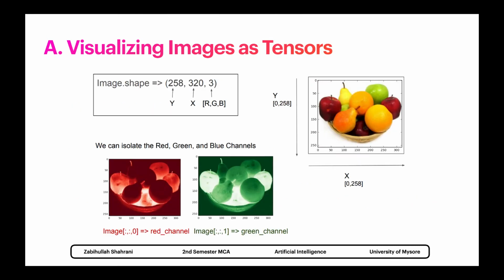To visualize images as tensors, here's an example. As you see the fruits basket on the right side of the slide, if you visualize it in tensors, we can see how it looks in the red channel and how it looks in the green channel as well. That means we can isolate the red, green, and blue channels. So that's the process of converting images to tensors.